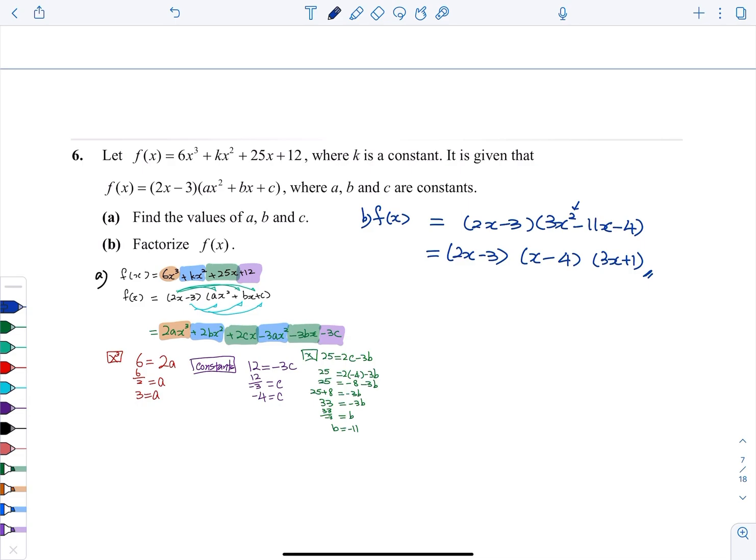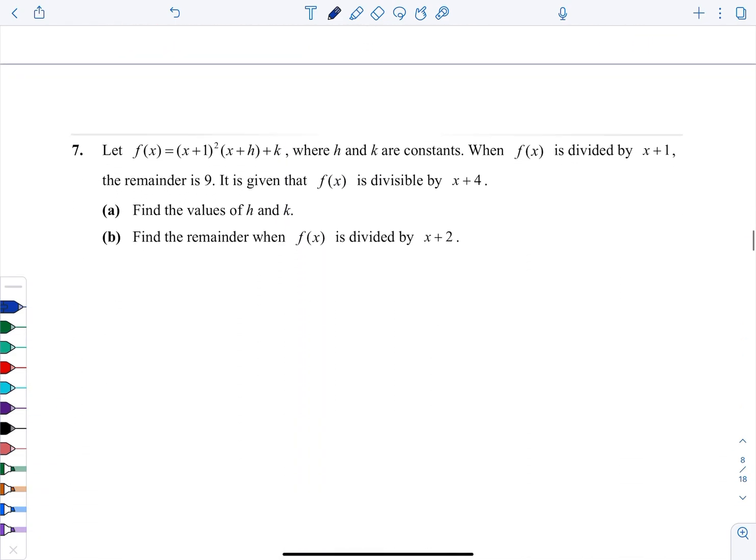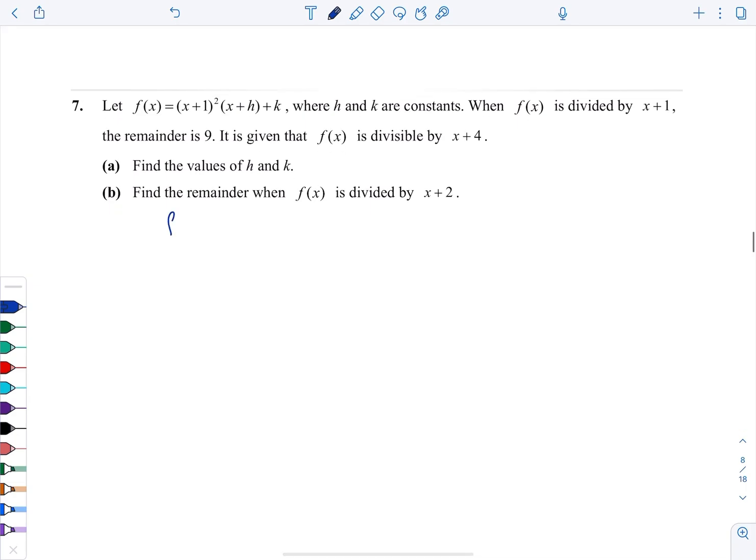Good, then let's just continue. Questions next. Question 7. So you are given your f(x). I like writing it once because it makes me clear that I know what I read and what I haven't read. First of all, when it's divided by something, the remainder is something, so you are using the remainder theorem.